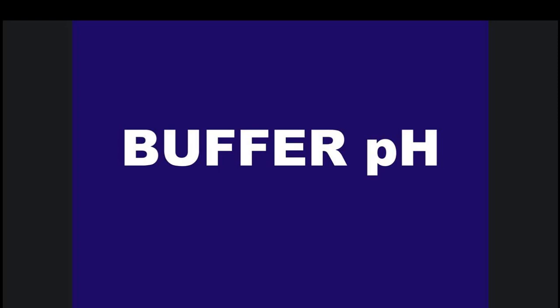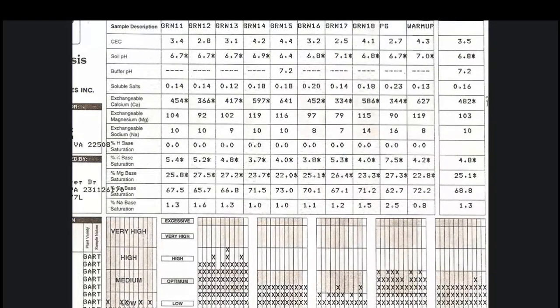So what does buffer pH mean? Again, that will usually be the third line on the standard soil test form. It's got CEC, it's got pH, and the third line is buffer pH. And then notice on this one, it's got some dotted lines where they didn't even test for it. And that's confusing to people. Well, they tested on some of my areas. This is golf course greens. They tested some greens and they didn't test other greens.